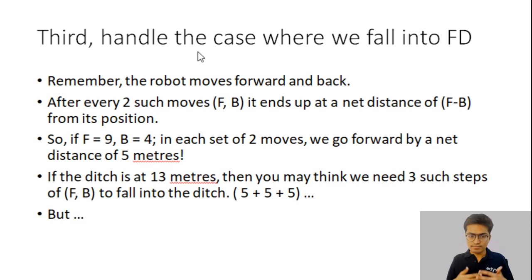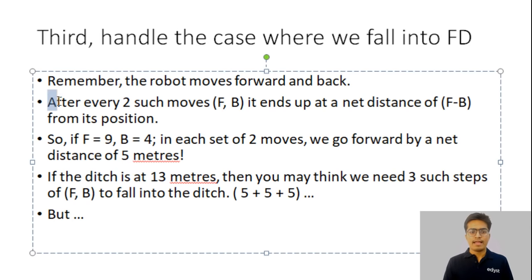Just to bring everything together, we now know that in the case where my front step is bigger than the back step and my robot does not fall into a ditch in my first couple of steps, it's always going to end up falling into the front ditch. We also understand the concept of a net displacement, or a net distance that we travel every time we go F comma B. This slide recaps what we just discussed.